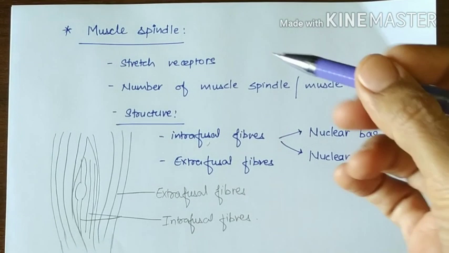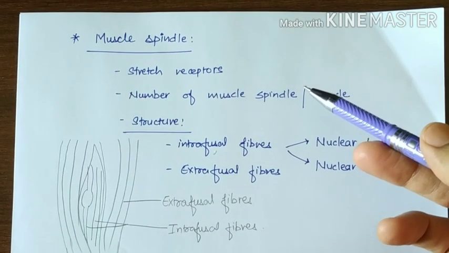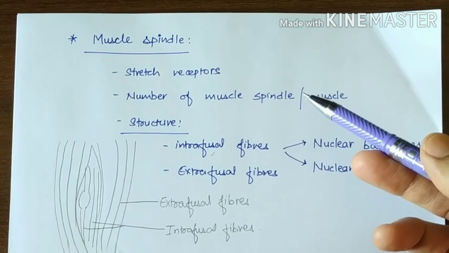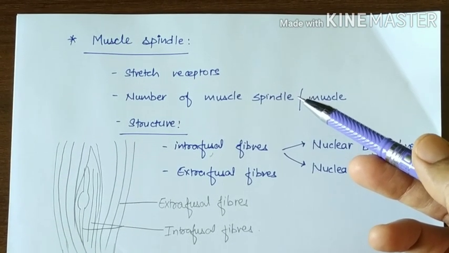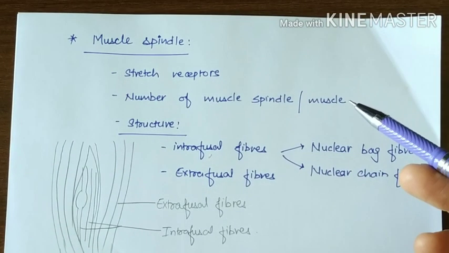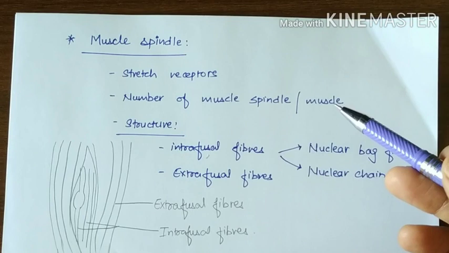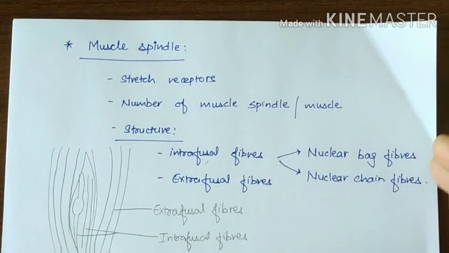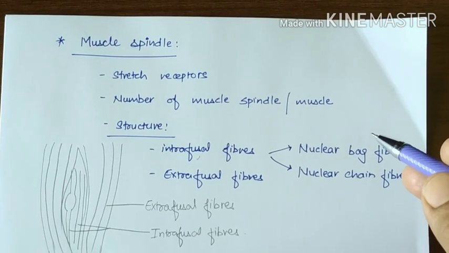Today we'll discuss the muscle spindle. We have various proprioceptors which are present in muscles, tendons, joints, as well as ligaments and fascia. In muscle, we have the muscle spindle as a proprioceptor. So muscle spindles are stretch receptors. They are present in the skeletal muscle. They are important for proprioception.